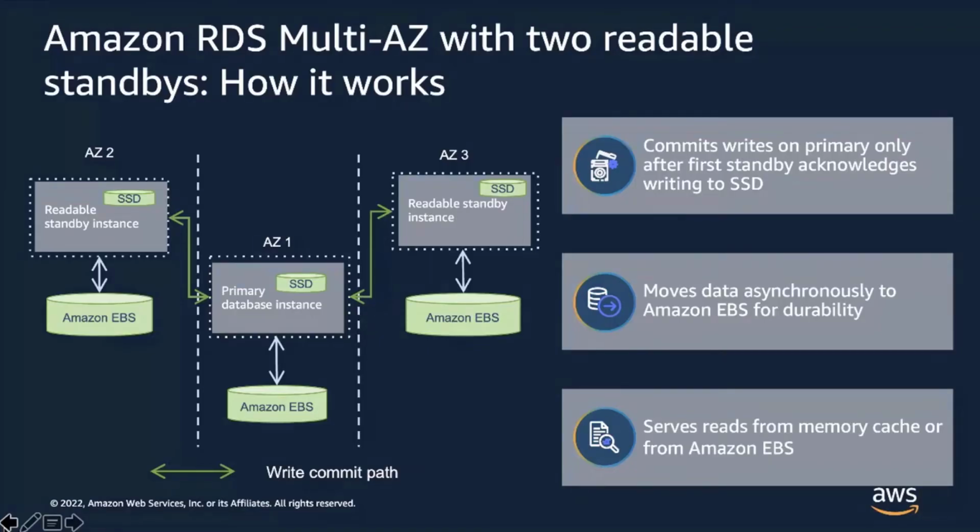As you can see here, the transaction commit path happens within the SSDs of the primary and the standby instances, and it does not involve the EBS volumes. The data is then later flushed asynchronously to the EBS volumes for durability. When there is a read, the data is served either from memory or from the EBS volume, depending on where it is residing at that particular point. So this architecture helps with the benefits that we discussed earlier, and let's get into the details.